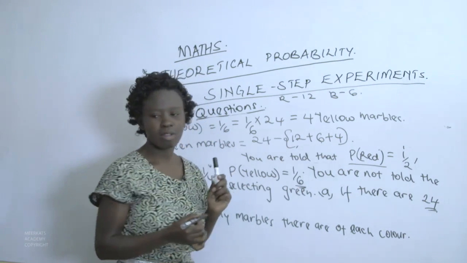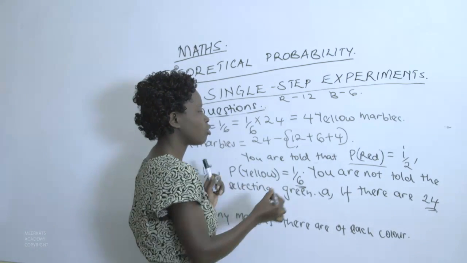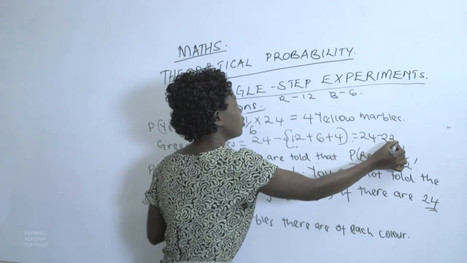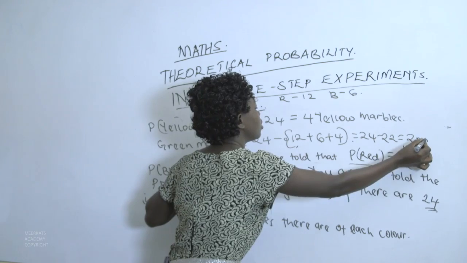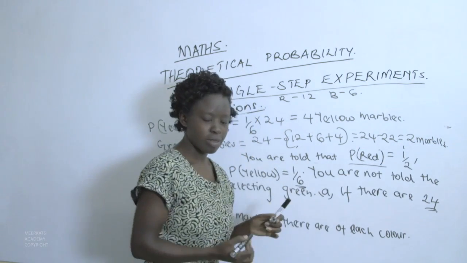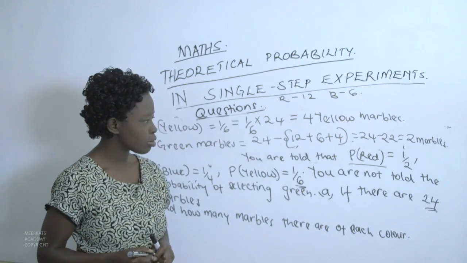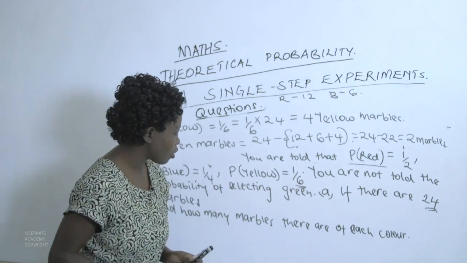12 plus 6 is 18. 18 plus 4, that is 22. So we have 24 minus 22, and we get the answer as 2 marbles. So we find that the green marbles in this bag will be 2. So green marbles available in the bag are 2. That was part 1 of the question.